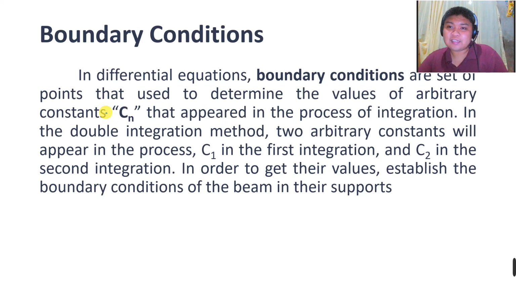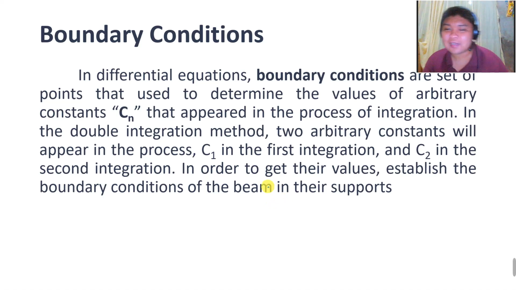And therefore, we need two boundary conditions. So, ganun lang yon. Kung ilan yung arbitrary constants, yun yung kailangan mo class na boundary condition. So, sabi dito, in the process of double integration method, two arbitrary constants will appear in the process, C1 in the first integration and C2 in the second integration. In order to get their values, establish the boundary conditions of the beam in their support.